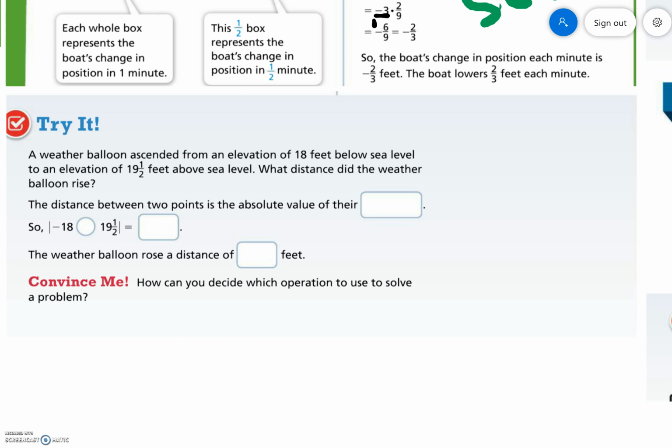Try it. A weather balloon ascended. So ascended means going up. Is that going to be positive or negative?